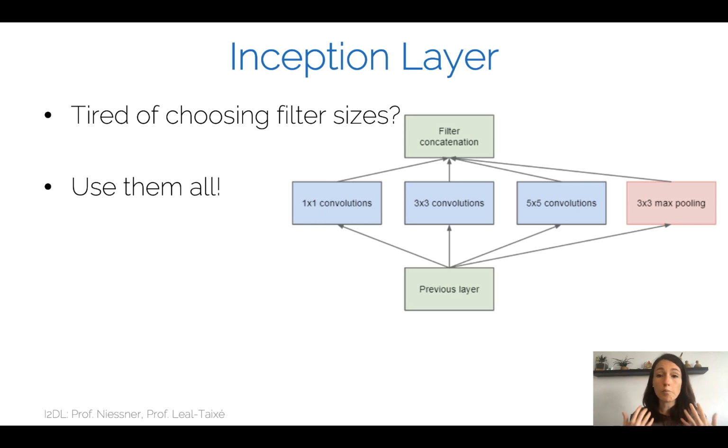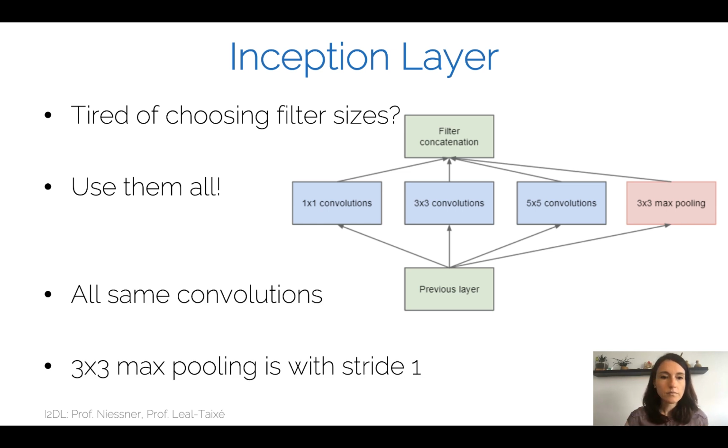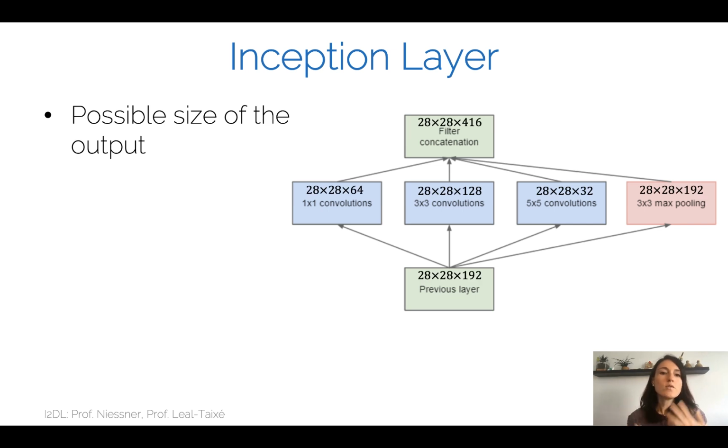So how can this work in practice? First of all, we're going to have only same convolutions, right? Of course, otherwise the sizes would not match and you would have to start doing weird operations. So if we use same convolutions, we know that the output spatial size is going to be the same for all of the operations. And for the 3 by 3 max pooling, we're going to have a stride of 1.